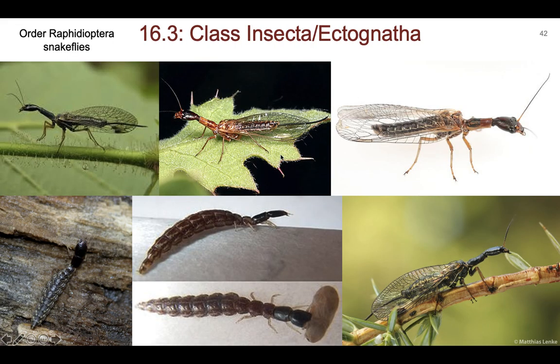There's also the Raphidioptera, which are the snakeflies. These are not very common and not super diverse, and they're called that because they have this kind of snake head with a really long, extended thorax section. These are the snakeflies, and they have wings that are similar in morphology to the neuropterans.